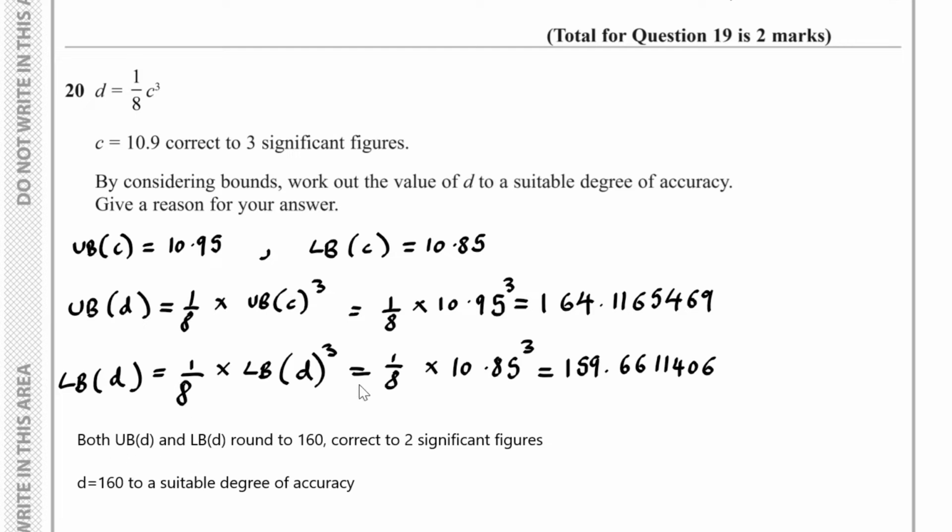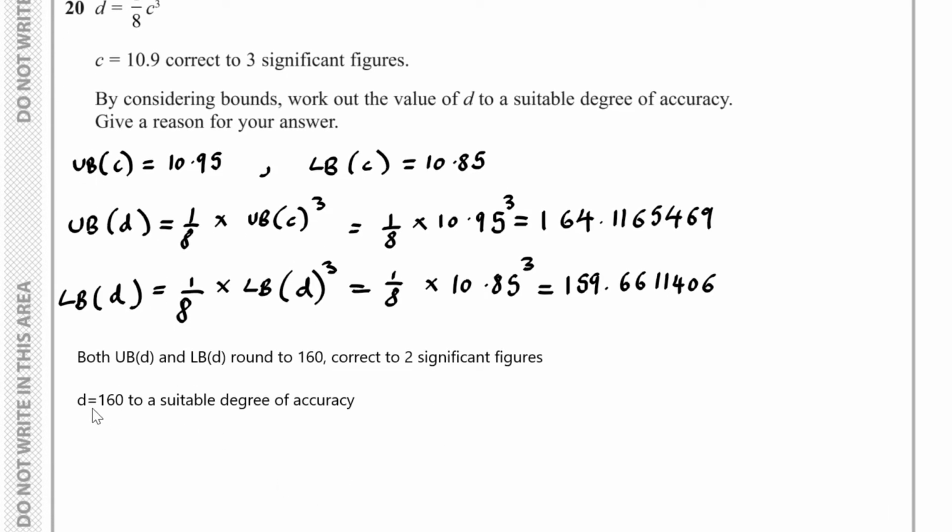So therefore, because both the upper and lower bound of d round to 160, correct to 2 significant figures, we can conclude d is equal to 160.